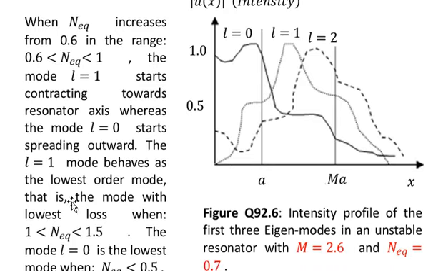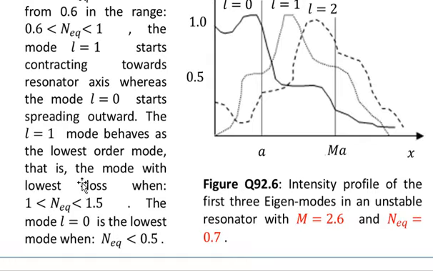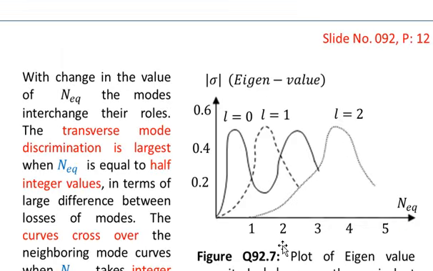The L is equal to 1 mode behaves as the lowest order mode, that is, the mode with the lowest loss, when N equivalent lies in the value of 1 to 1.5. So you see that in the region of 1 to 1.5, the value of L1 is going to increase and it becomes a maximum. It means that its contribution towards the cavity axis, or the resonator axis, is going to increase and it becomes maximum over here. It means that the loss of this mode within the resonator in the region from 1 to 1.5 is maximized. And you see that after that it will decrease.